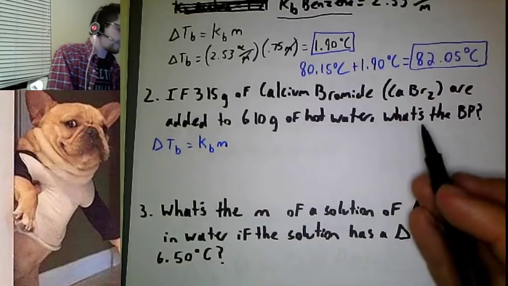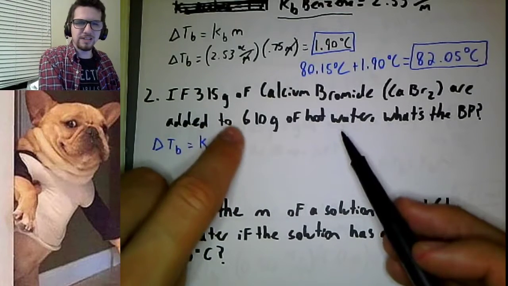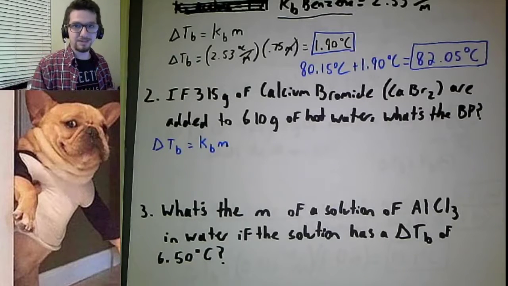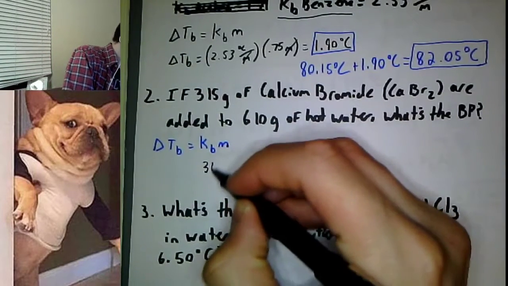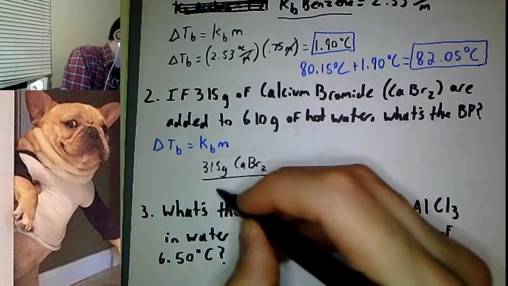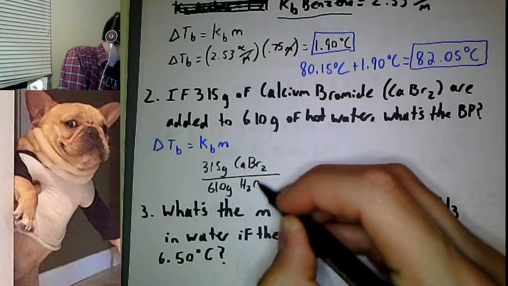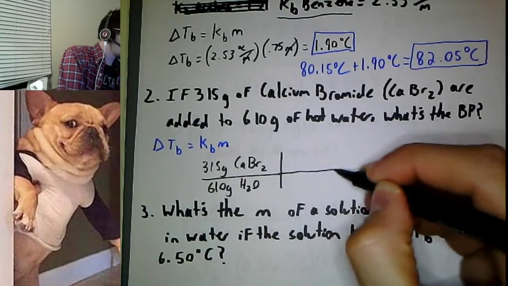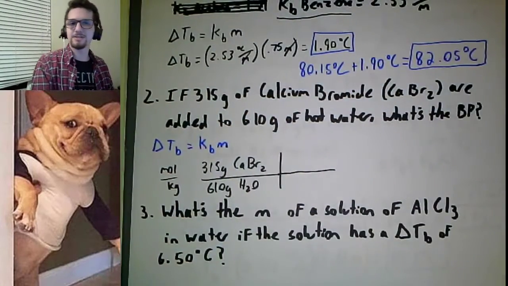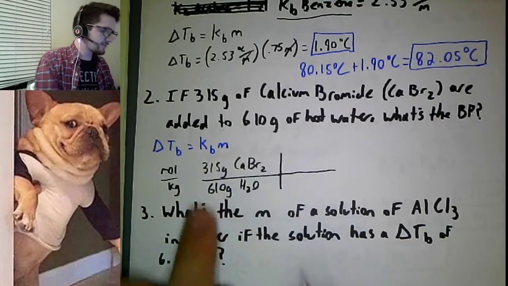So, what do I have? I have something here and something here, right? One of them is going to be a solute, one of them is going to be a solvent. Which one's usually bigger? The solvent. So which one's going to go in the bottom? The solvent. So I'm going to have 315 grams of calcium bromide over 610 grams of hot water. Some hot, high-quality H2O. So I'm going to need this to be in moles over kilograms, because that is the units of molality.